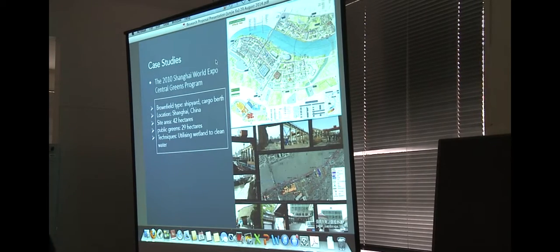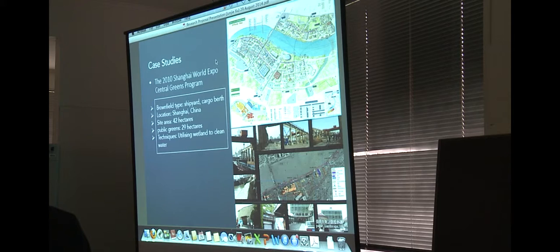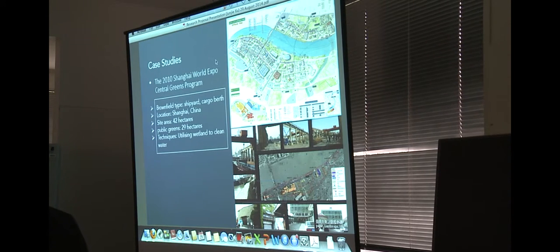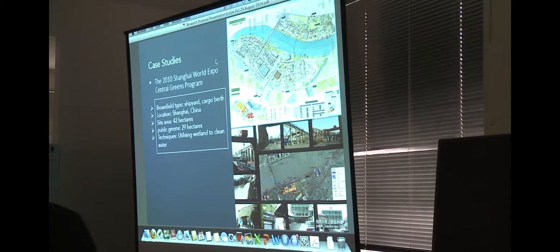The last one is Shanghai Expo Houtan Park. The project applied wetlands and water plants to clean the water, and also used the natural waterline instead of a concrete one.